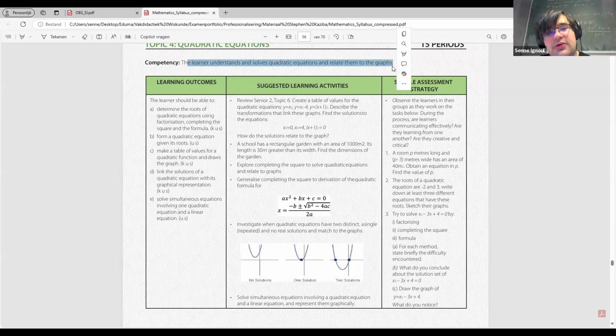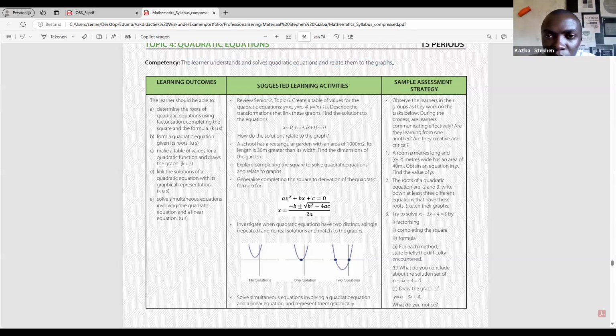That's just it. So it's the bigger competency that we're testing in. Okay, good. But I can assume that they're acquainted with all these learning outcomes to some degree.